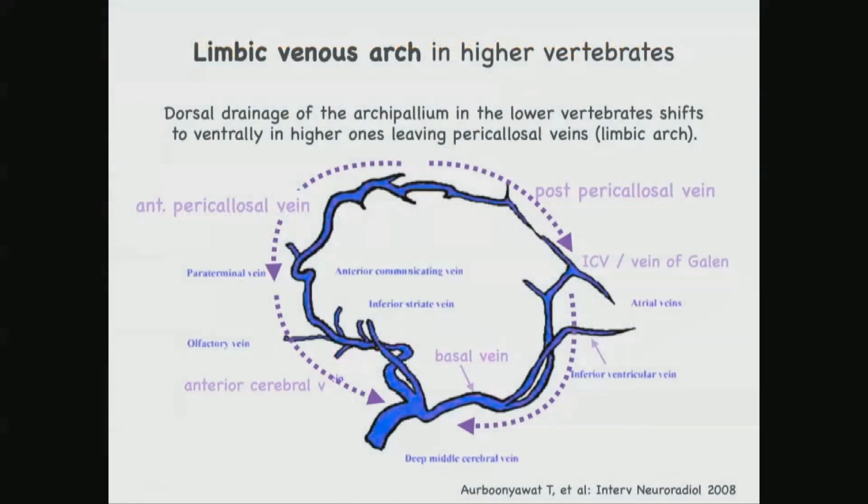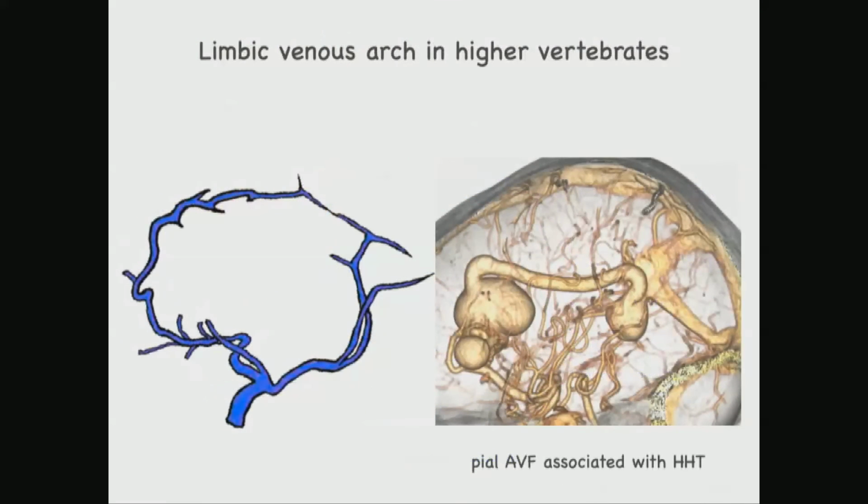And also, this is interesting in the limbic arch found in the higher vertebrates, because the archipallium in the higher vertebrates is pushed medially or ventrally. Only this limbic venous arch remains. So the anterior and posterior pericallosal veins, and also the anterior cerebral vein and inferior ventricular vein, provide this limbic venous arch. And this limbic venous arch can be seen in the case of, for example, a corpus callosum AVM or IVF.